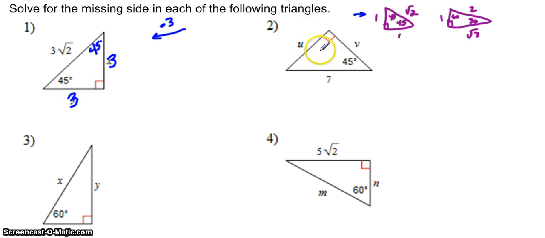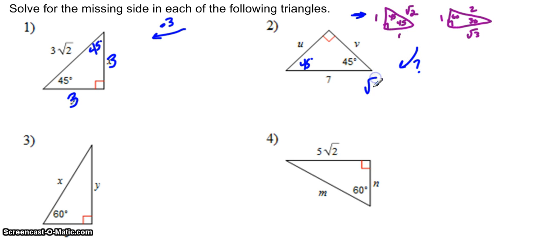All right, number 2. We've got a 45, 45, 90 triangle again, so we're going to look at this first one again. And so what does 7 correspond to? Well, 7 corresponds to the square root of 2. How do I get from the square root of 2 to 7 by multiplying or dividing? I don't know. So what I'm going to do is just set up a little ratio for myself here.